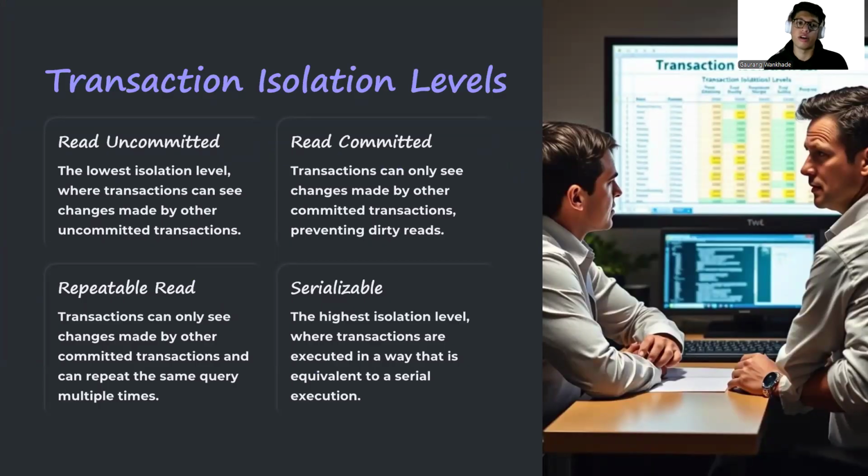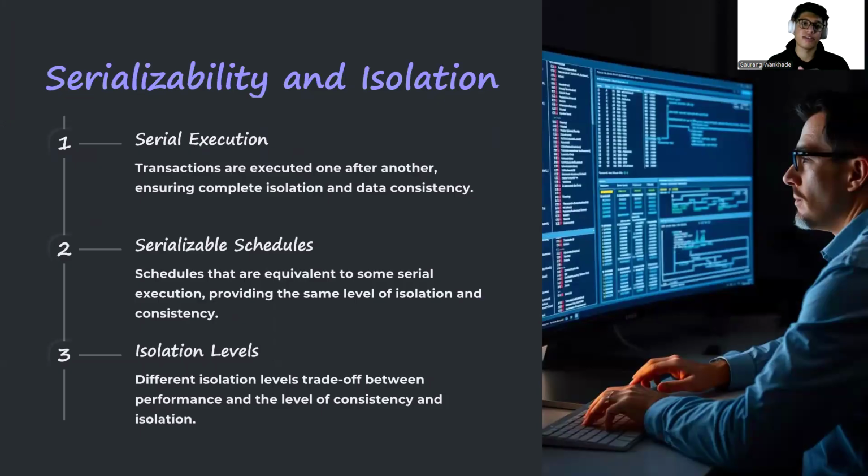So next we will look at transaction isolation levels. We first have read uncommitted, the lowest isolation level, where a transaction can see changes made by other uncommitted transactions. Next is read committed. Transactions can only see changes made by other committed transactions, preventing dirty reads. Next is repeatable read. Transactions can only see changes made by other committed transactions and can repeat the same query multiple times. Next is serializable, the highest isolation level, where transactions are executed in a way that is equivalent to serial execution.